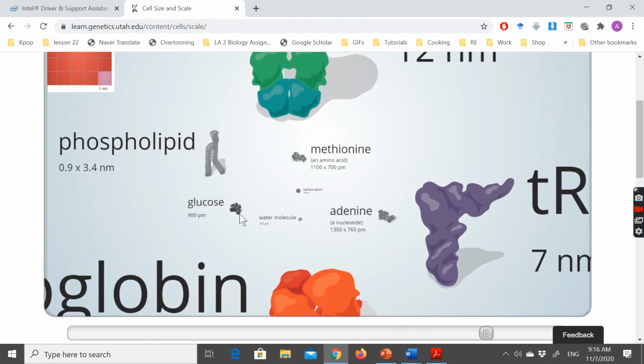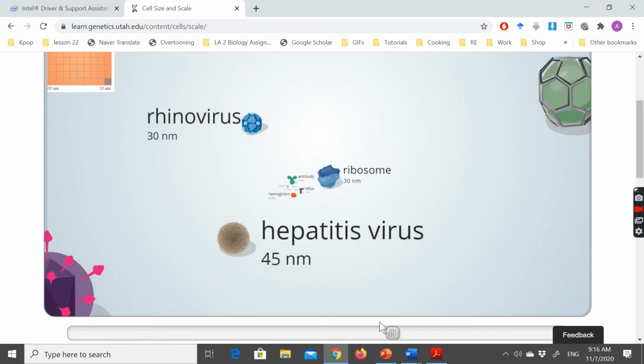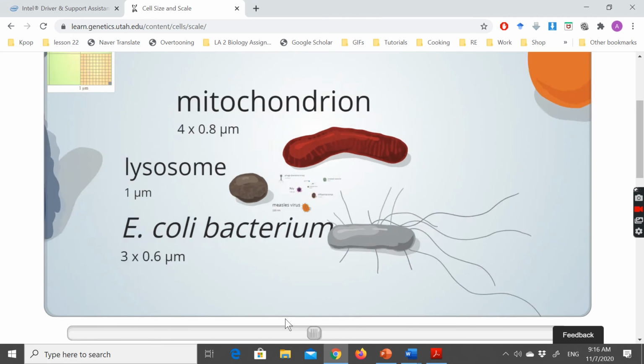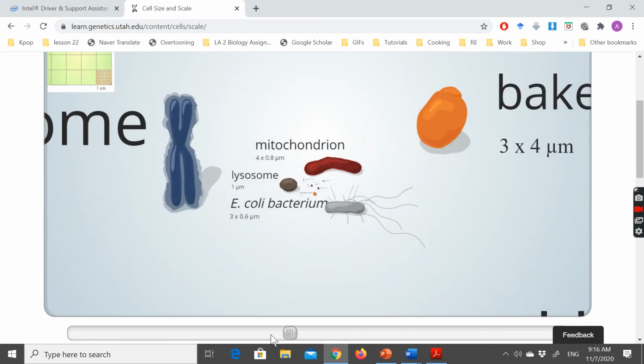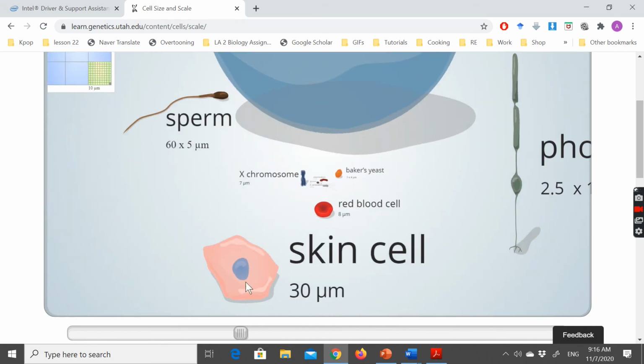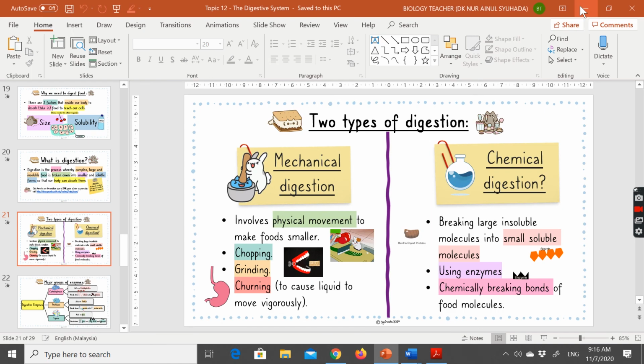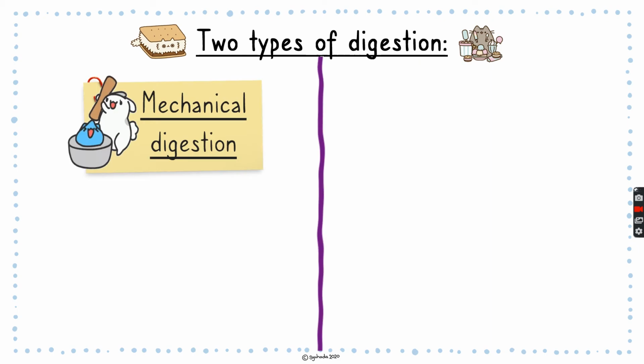So here you go, glucose. That grain of rice contains starch, and that starch will be broken down into glucose. And see how small a water molecule is? So water molecules can enter your cells pretty easily, and glucose as well. So let's move out. And that right there, these are your viruses. And look at how small they are compared to your cell right there.